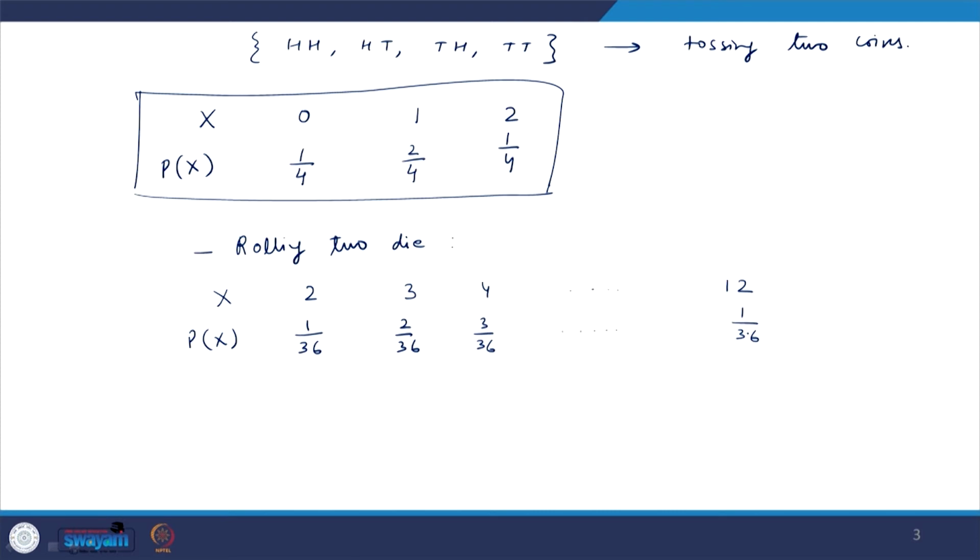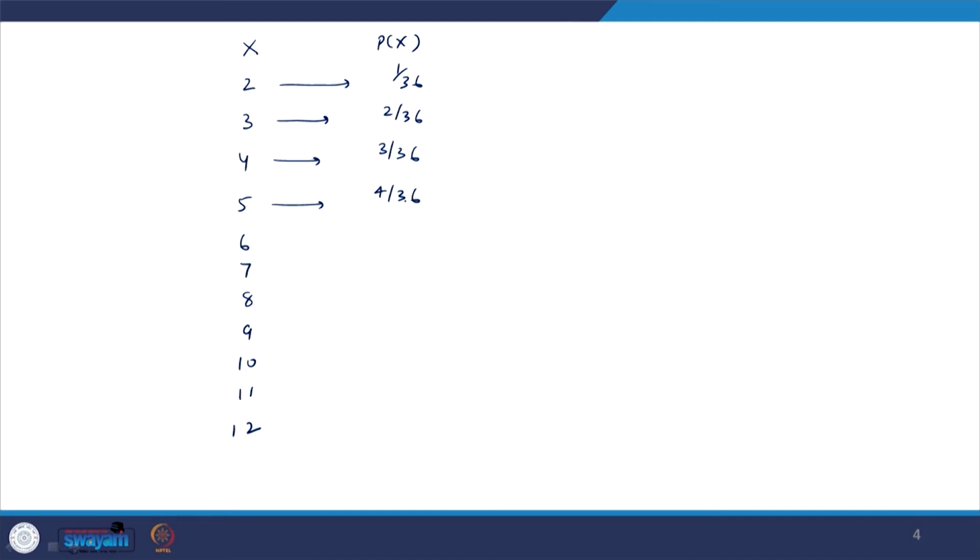See, if you want to compute the complete table of this, it will be like this. You will take X as 2, 3, 4, 5, 6, 7, 8, 9, 10, 11, 12 and probability of X will be, for 2 it is 1 by 36, for 3 it is 2 by 36. For 4 it is 3 by 36, for 5 it is 4 by 36, for 6 it is 6 by 36 and then it starts decreasing.